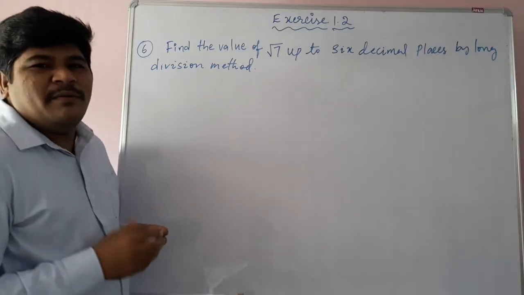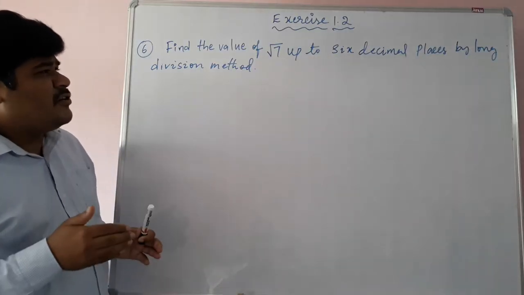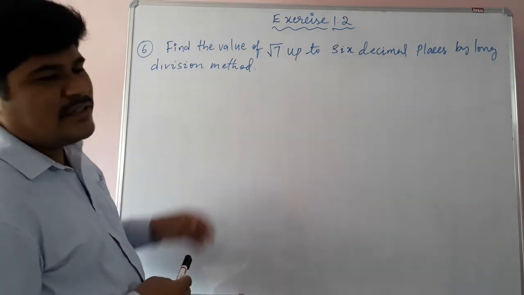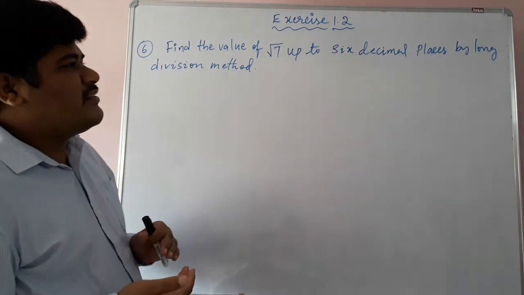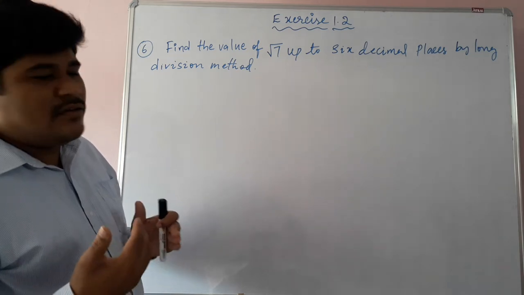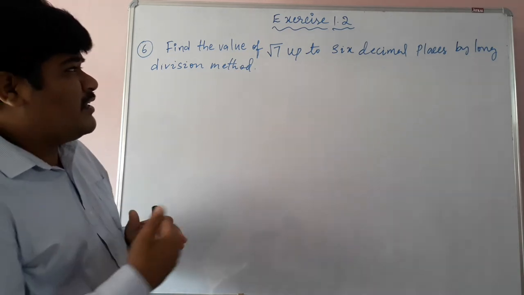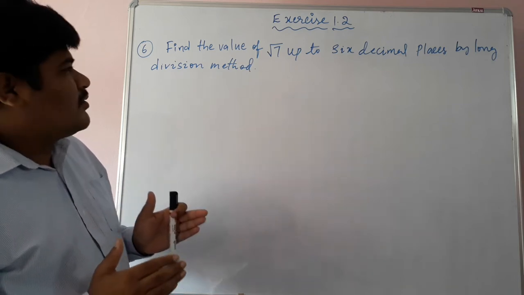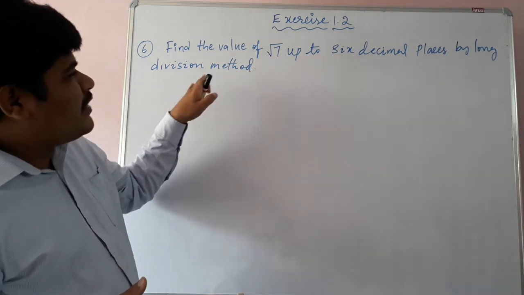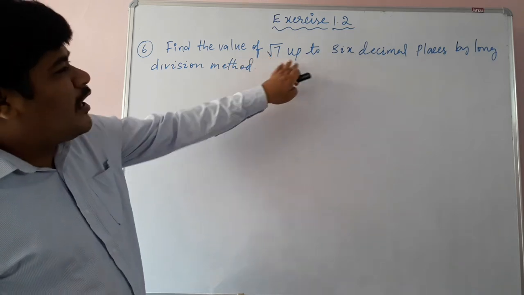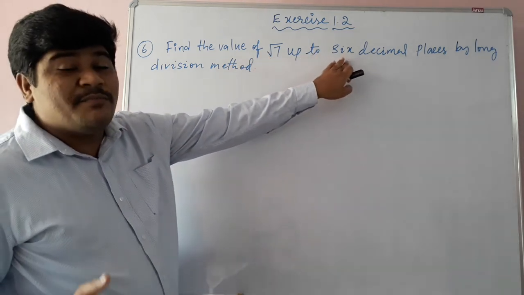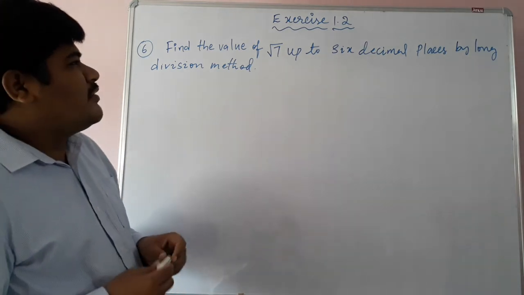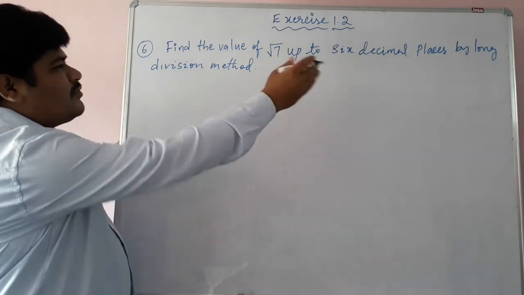Now problem number 6. Find the value of root 7 up to 6 decimal places by the long division method. So students, we already solved this type of problem, where we found the decimal form of root 5. Here in this problem, we are going to find the value of root 7 up to 6 decimal places, means after the decimal point we need to find 6 digits. Here we use the long division method.